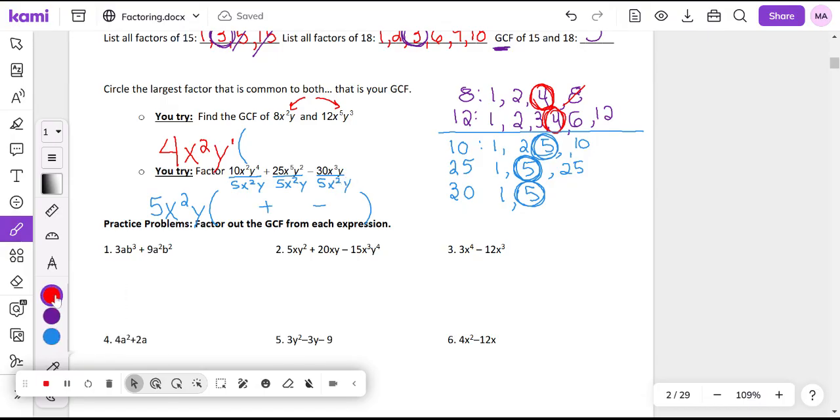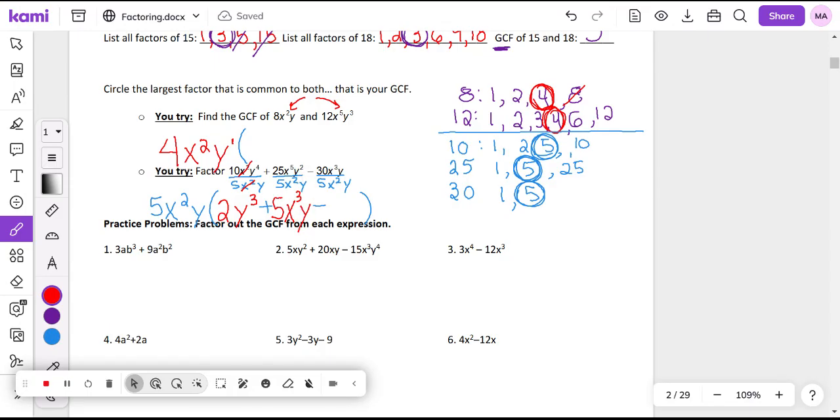So using what we know, 10 divided by 5 is 2, x squared over x squared, they cancel, y to the 4th over y, we subtract those exponents and get y cubed. 25 divided by 5 gives us 5. X to the 5th divided by x squared, again we subtract our exponents, we get x cubed. Y squared over y gives us y.